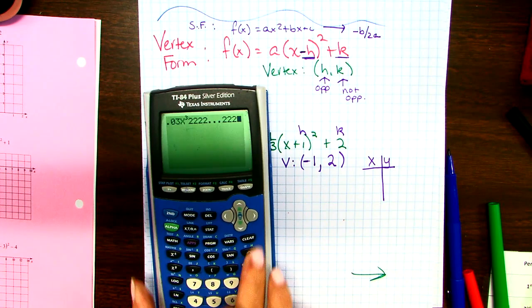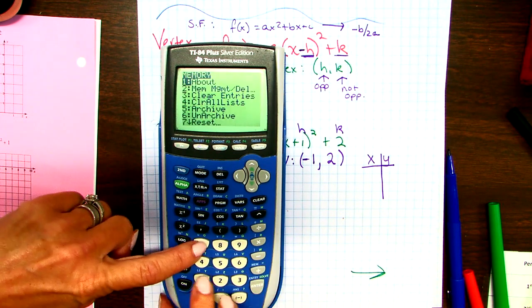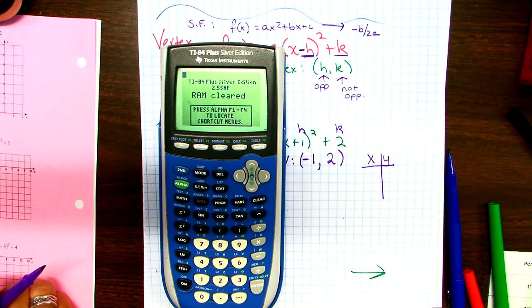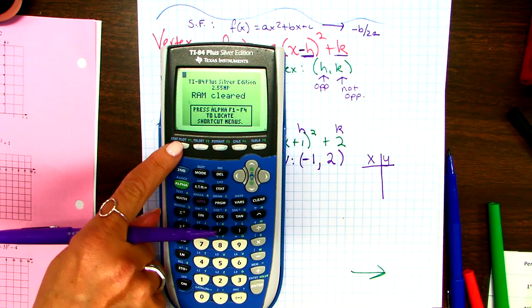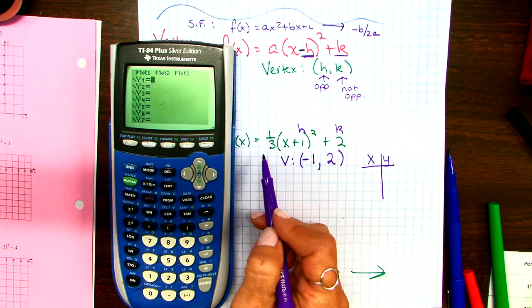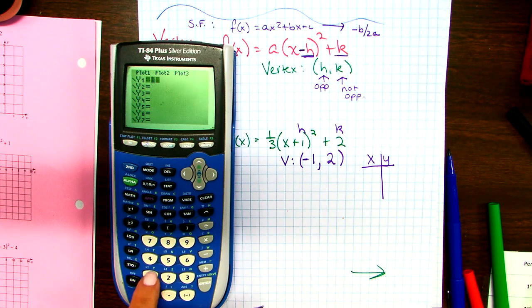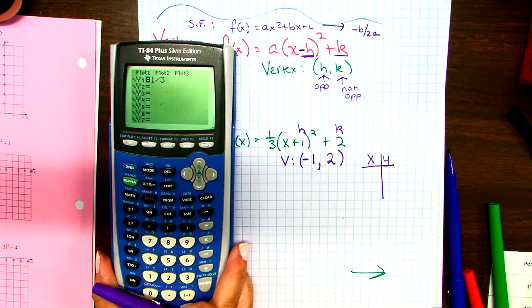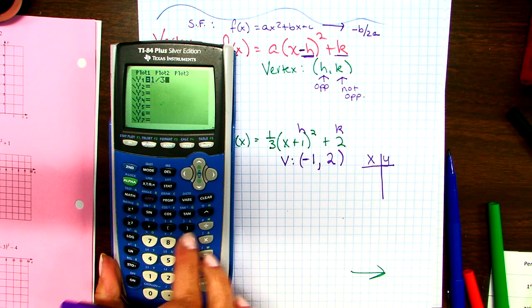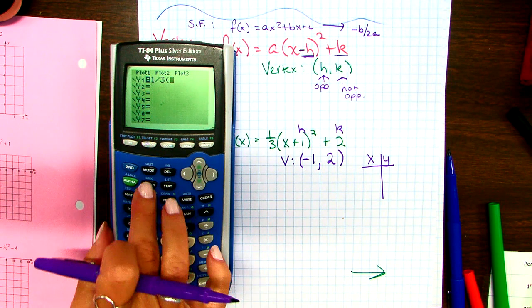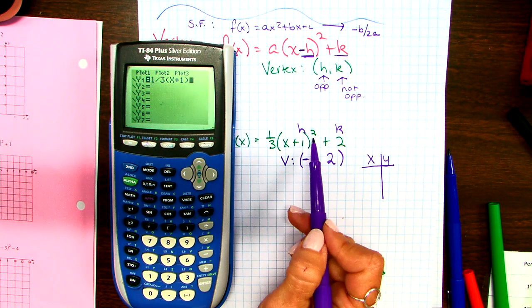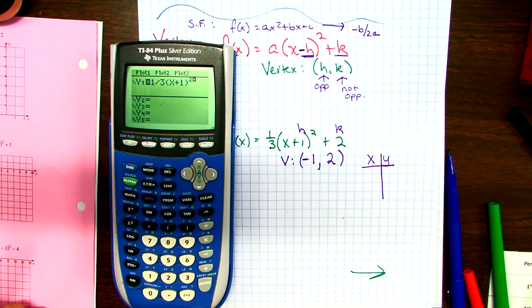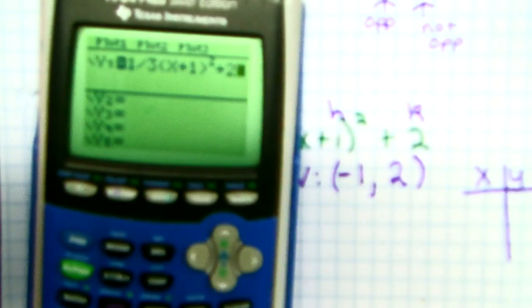So start out by clearing your RAM. Second plus 7, 1, 2. Okay, so clear the RAM. Second plus 7, 1, 2. Go to your y equals, and you're going to type the equation in, just like we did yesterday. So that's 1 divided by 3, right? That's 1/3. Parentheses, x plus 1, close the parentheses. Raise it to the power of 2, just like we did yesterday. Bring it back down, plus 2. So you just want to type the equation right in.